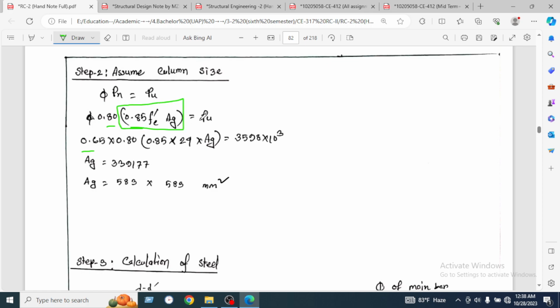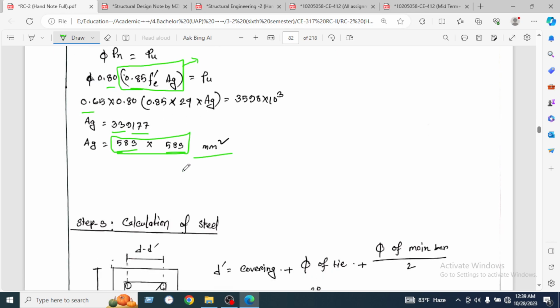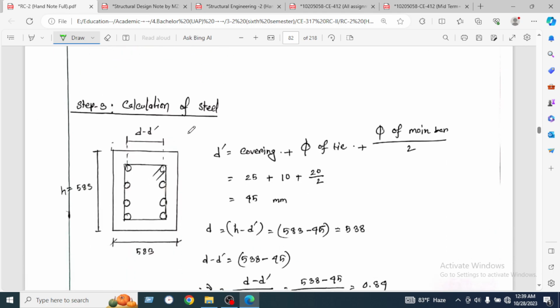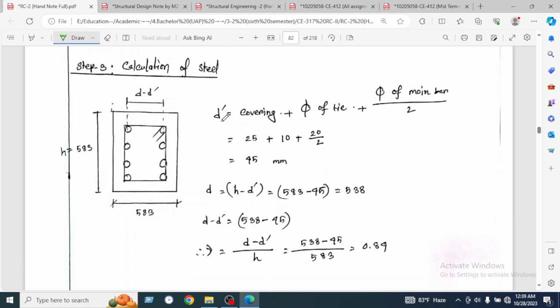This is only for concrete. We can assume that concrete will take the load only. That is, we have not considered any steel taking the force. That's why we will use only concrete. And we have found 339.17, which is 583 by 583 millimeter square. This is our initial assumption of the column size, which only takes the force in the concrete.